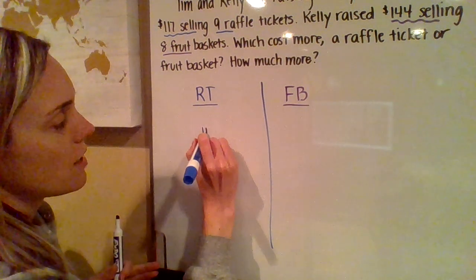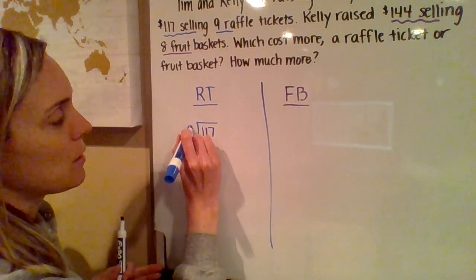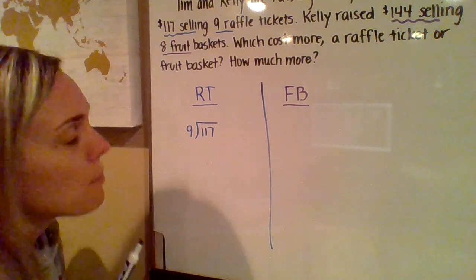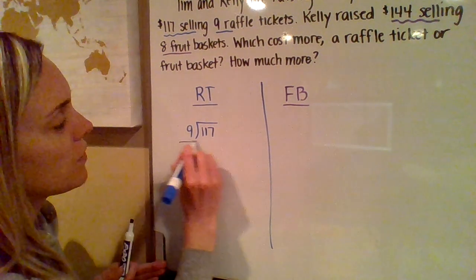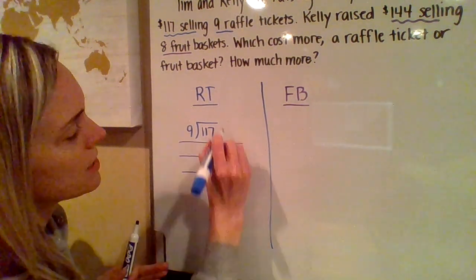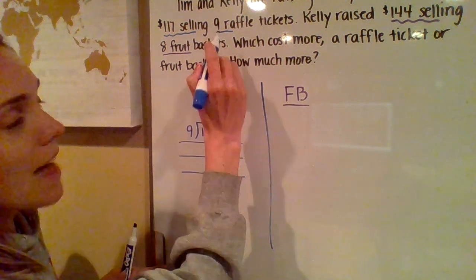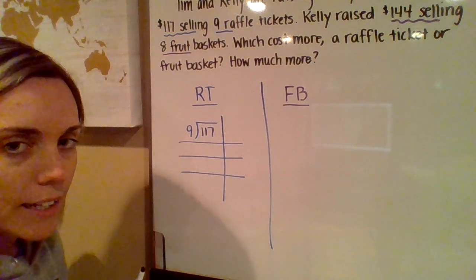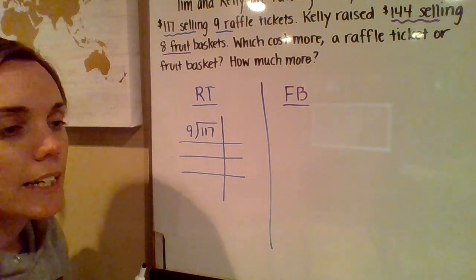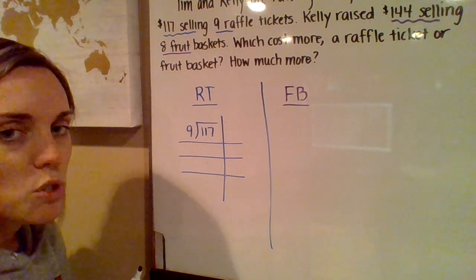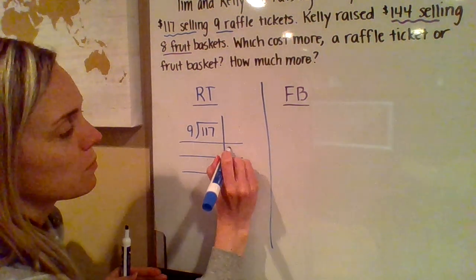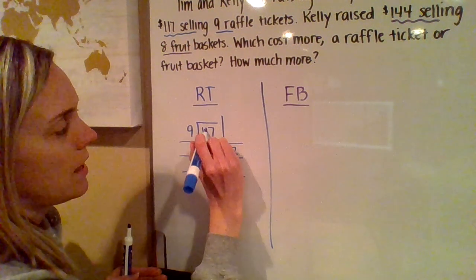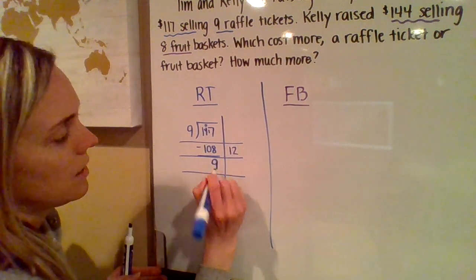So if I have $117 and I have to divide that by 9, because there were 9 raffle tickets. So I need to figure out how many times does 9 go into 117, because that will tell me how much 1 raffle ticket is. So I know 9 times 10 is 90, and 9 times 11 is 99, and 9 times 12 is 108. Ooh, that's pretty close. So I'm going to do 9 times 12, and I'm going to subtract 108, and that's going to give me $9 left over.